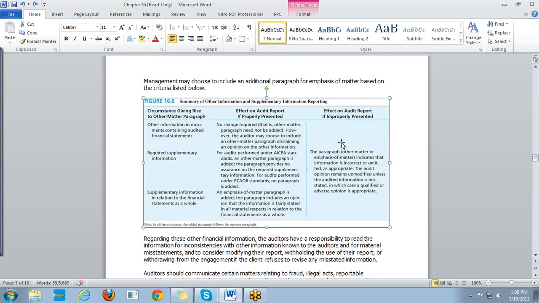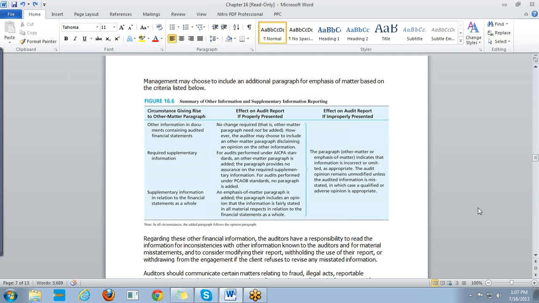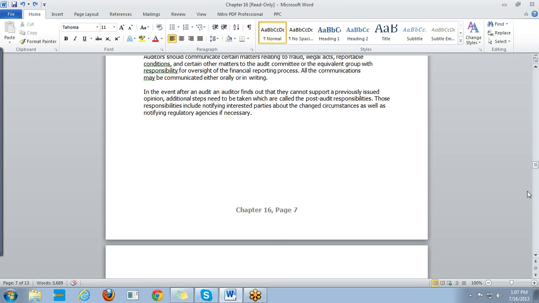So, emphasis of matter affects an audit report if properly presented. The proper way is the paragraph, other matter or emphasis of matter, indicates that information is incorrect or omitted as appropriate. The audit opinion remains unmodified. Okay? So you need to understand these rules in the event of any changes that are required in the standard unmodified report, and in the event an additional paragraph needs to be added. Okay, so these are certain rules that you need to keep in mind.